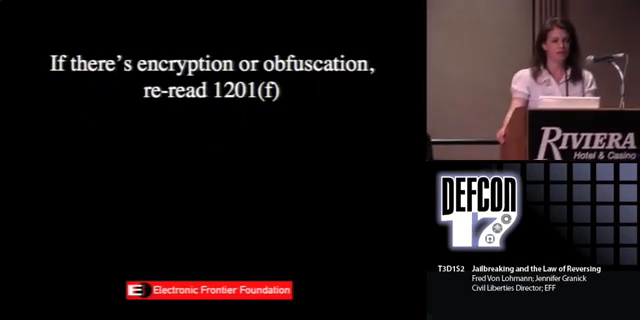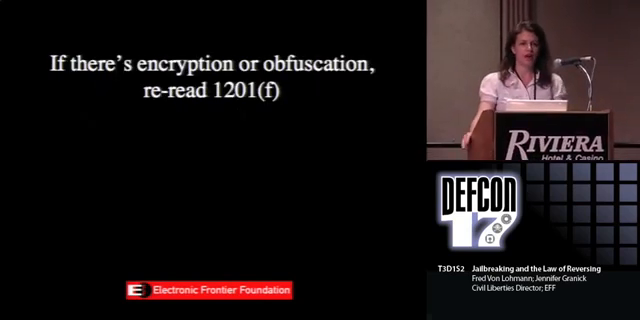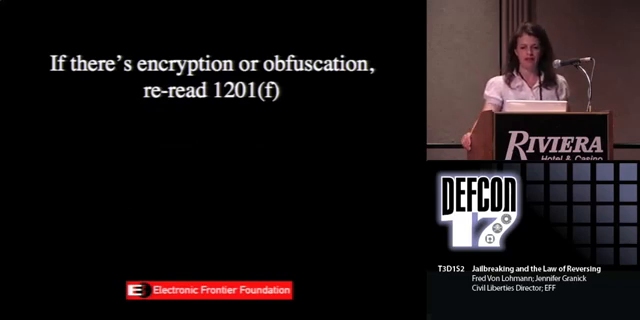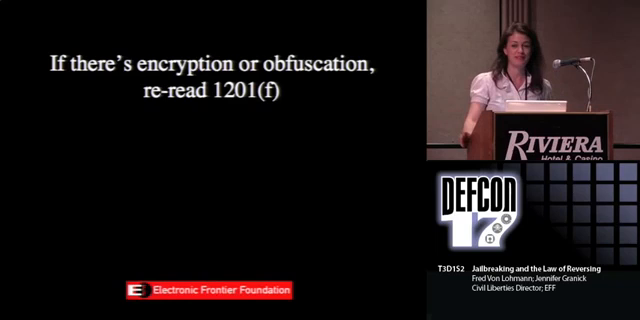Okay, if there's encryption or obfuscation or any of these kinds of technical protection measures that were in the list that Fred showed you earlier, the slide says reread 1201F, but I would be a little bit more directive about this. If you have that kind of thing as part of something you're reverse engineering, I think you need to talk to a lawyer. The Digital Millennium Copyright Act, it's great for lawyers because people need to come and talk to us, and that's wonderful because that's our job. But the Digital Millennium Copyright Act is very complicated, and the exemptions to the act are very complicated.